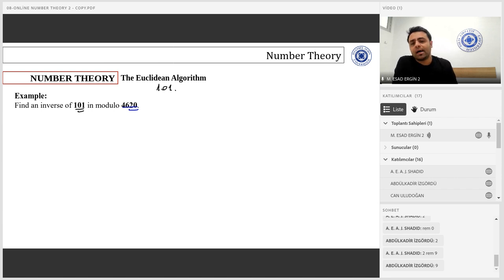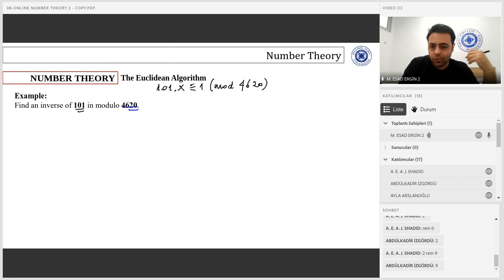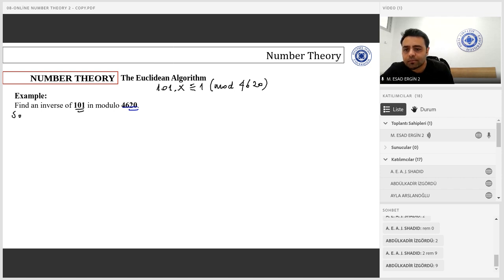And also there is one number I have to multiply by the 101, and the remainder should be 1 in modulo 4620. It is the same expression as this one too. We are going to check if there is an inverse at first, and then we are going to find the inverse of 101. So let's start the solution.